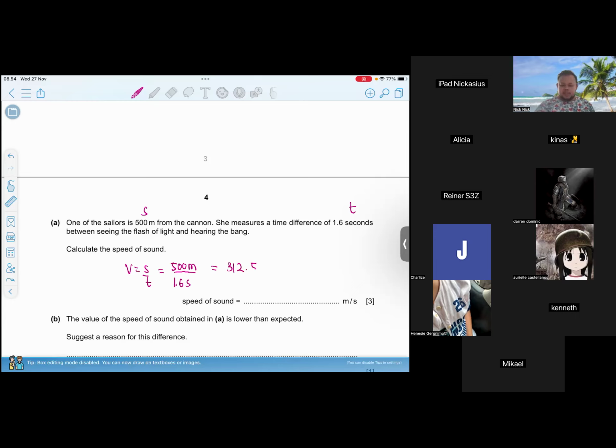Okay, let's check the math. This is meter per second. Let's check the mark scheme. Oh, it should be in significant figures. So significant figures, so 3110. Okay. Correct, students?